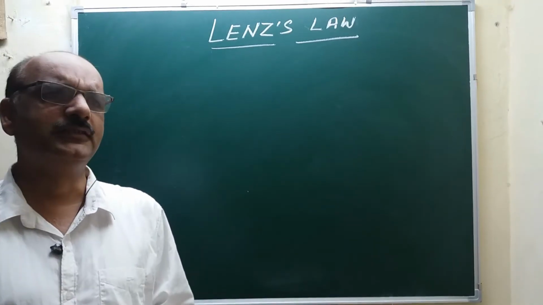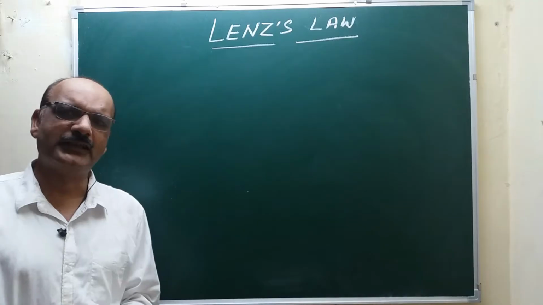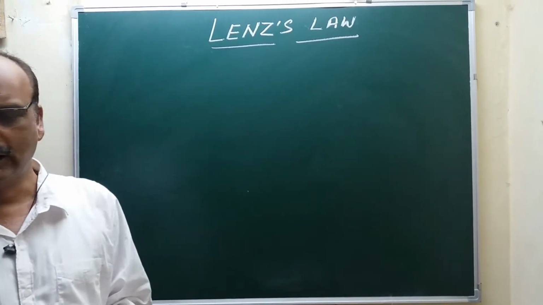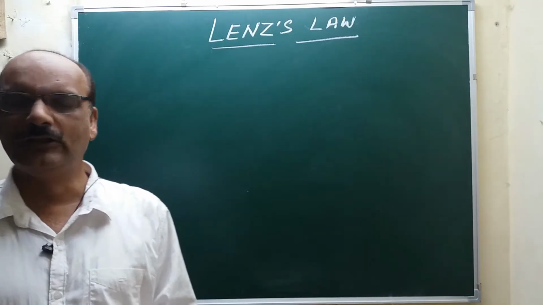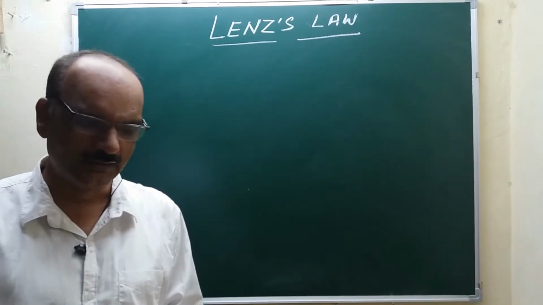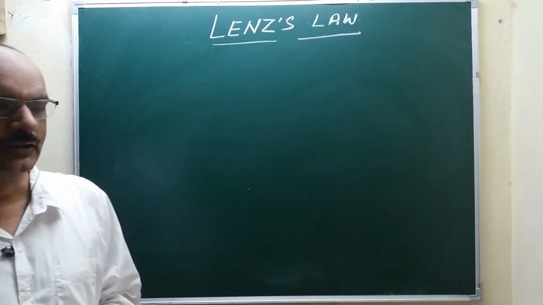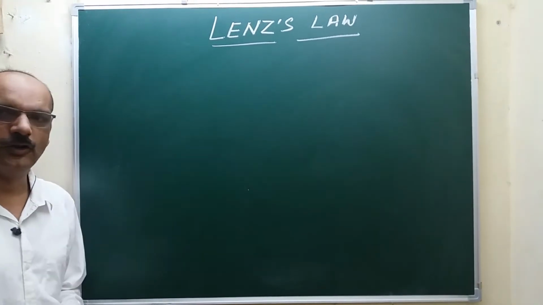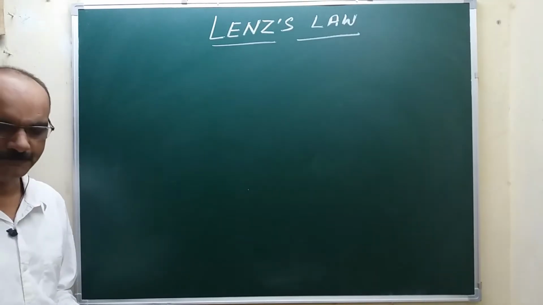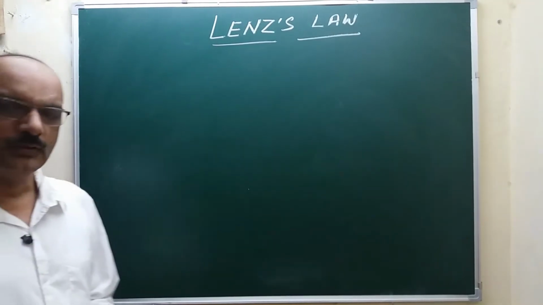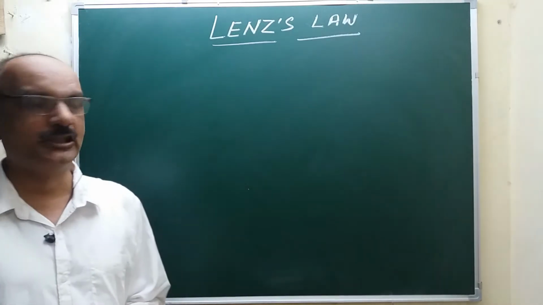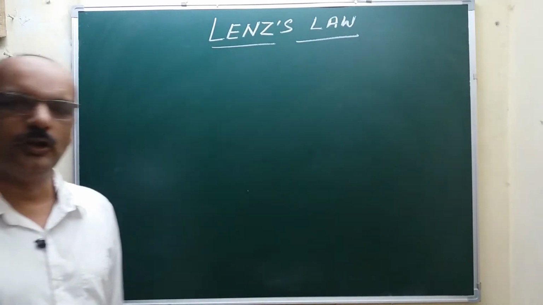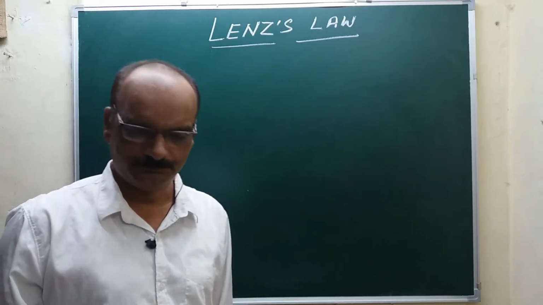magnetic flux. But Faraday's law of electromagnetic induction does not tell us, if a coil is placed in variable magnetic flux, in which direction current will flow. This is the limitation of Faraday's law of electromagnetic induction. The direction of induced current is given by Lenz's law, and it is based on the law of conservation of energy.